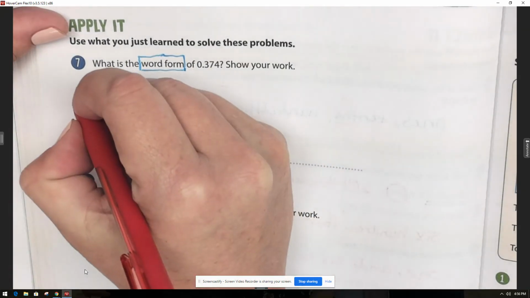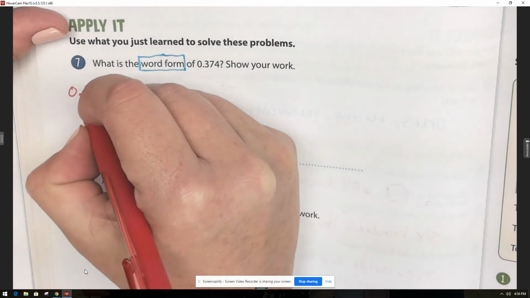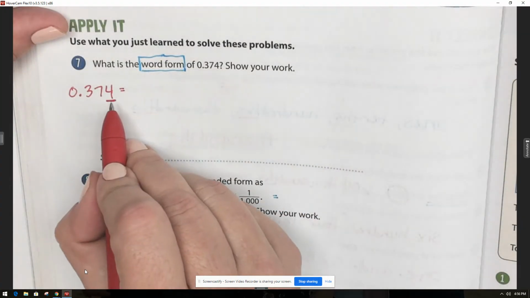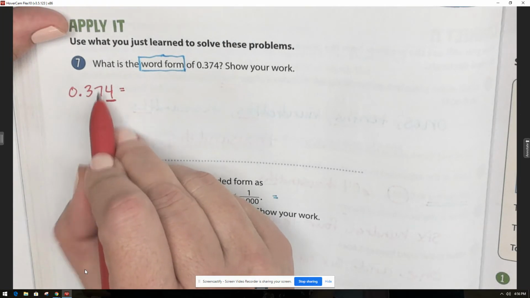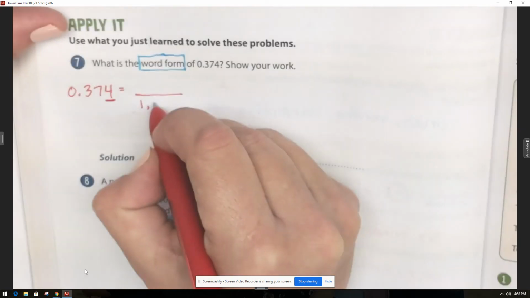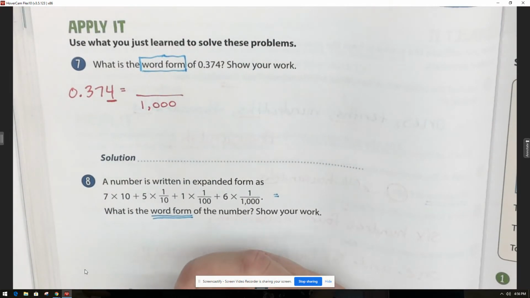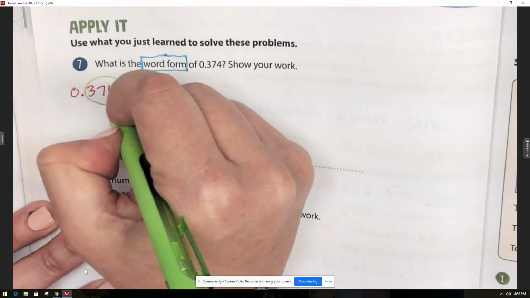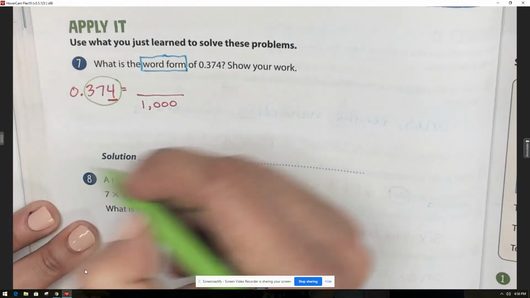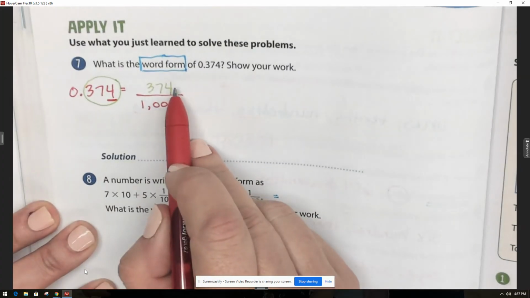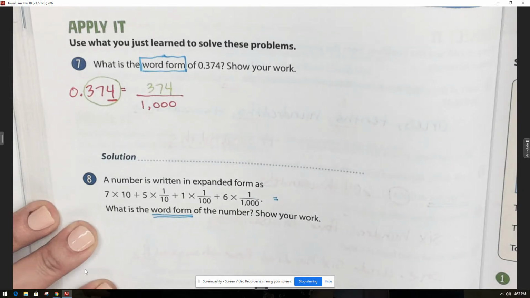So if I had 0 decimal point 374, I know that the place value of this 4 is my tenths, hundredths, thousandths. So the least place value is thousandths. So my denominator is going to be thousandths. Then I look at my whole number all together and I see 374. Once I have the fraction written, I can just say it out loud. 374 thousandths. And then I can write it in word form.